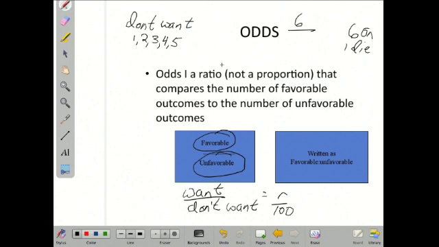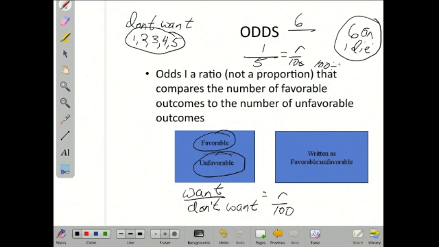So there's one thing that I want, which is a 6. There are 5 things that I don't want. That can be written as a 1 out of 5. If we wanted to change that to a percent, we would cross multiply, 100 divided by 5 would get me a total of 20%. I've got a 20% chance of rolling a 6 on one die.